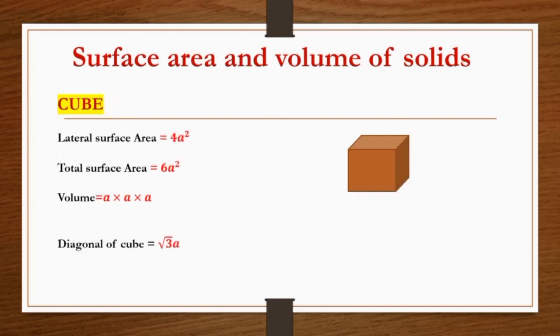Now, the cube. So first of all, lateral surface area of cube is 4a square, where a is one of the edge of cube. Now total surface area is 6a square, and volume is a multiply a multiply a, that is a cube, because all the edges are same in the cube. Diagonal of cube is under root 3 a.